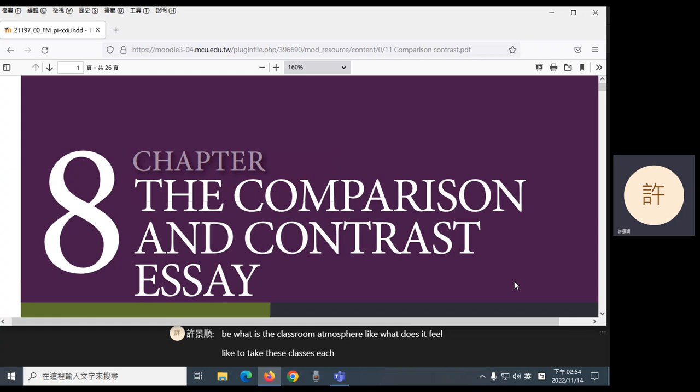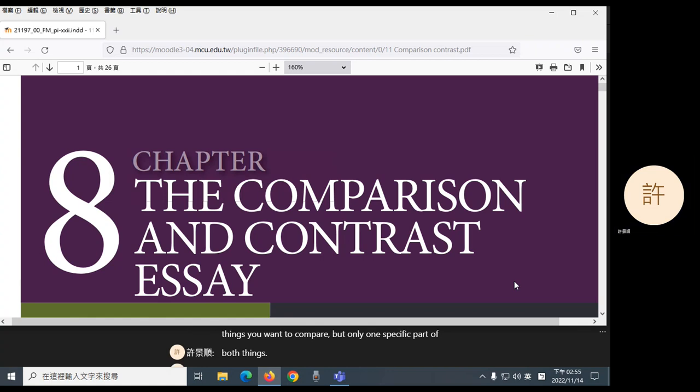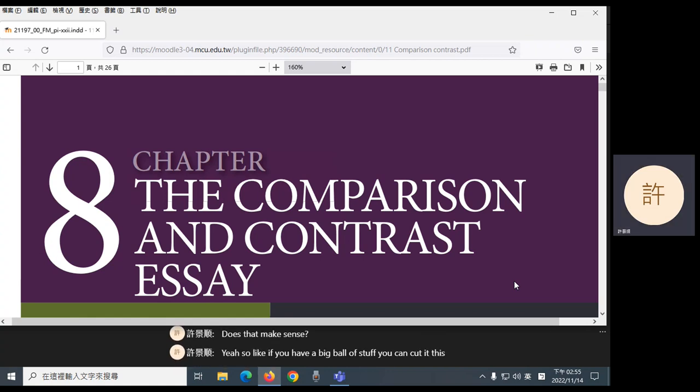Each one of these is a point of comparison. And so you would spend one paragraph on each of these things. So each paragraph has both of the things you want to compare, but only one specific part of both things. Does that make sense? Yeah, so like you have a big ball of stuff. You can cut it this way or you can cut it that way. It's your choice. So that's the main body, and we will look at some examples of both styles.